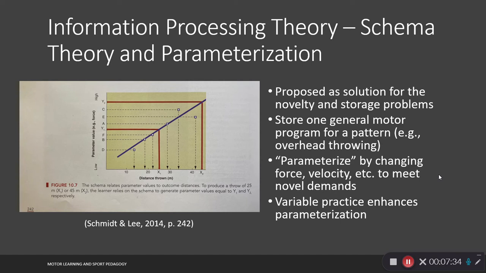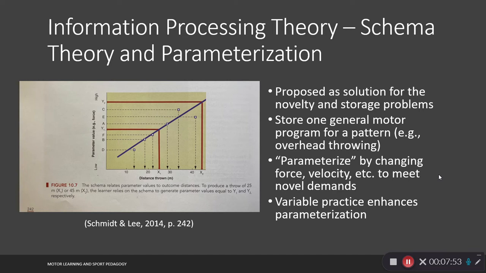And this is also how new movements emerge, that as we parameterize to satisfy changing environmental demands, we also develop new motor programs. It's also important to note that schema theory helps to explain why variable practice is so much more useful than blocked practice.